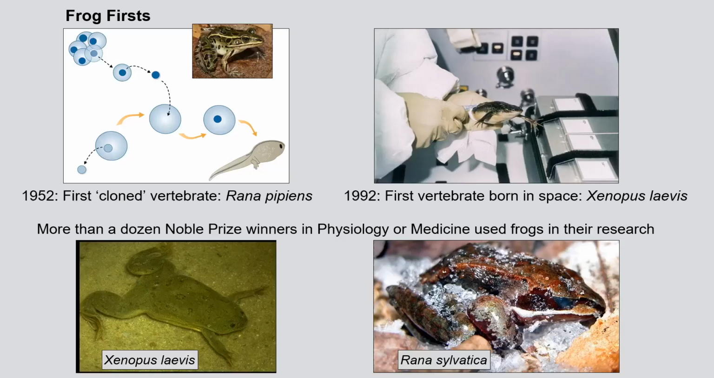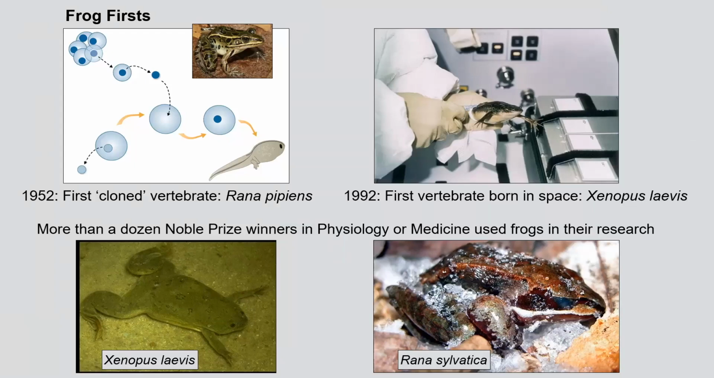But if you fast forward to now, frogs have been really important in our understanding of general biology. So, as an example, the very first cloned vertebrate was a northern leopard frog. The very first vertebrate born in space and then returned, so you might consider them the first aliens, were frogs. They were African clawed frogs, like this guy. Oh, wrong button. This guy here.